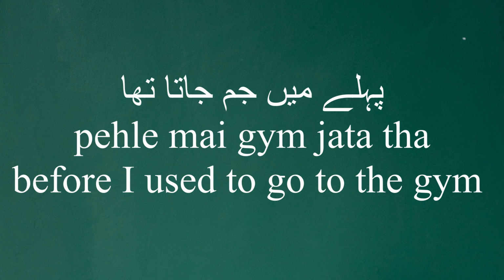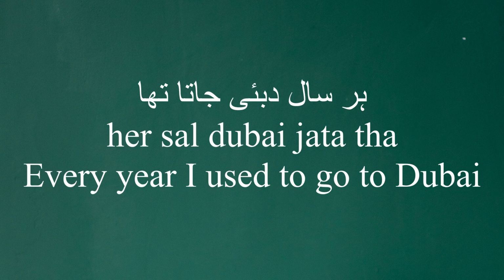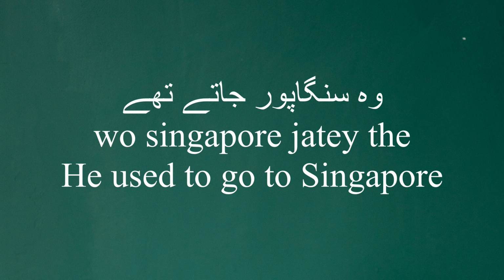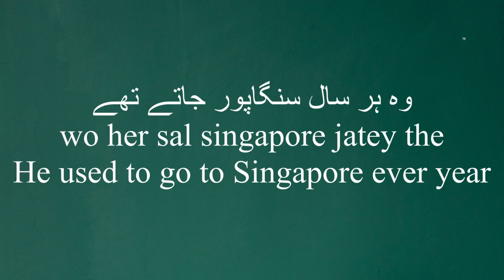हर साल दुबई जाता था. हर साल means every year. हर means every, साल means year. So मैं हर साल दुबई जाता था. वो सिंगापुर जाते थे. He used to go to Singapore. वो सिंगापुर जाते थे. He used to go to Singapore every year. वो हर साल सिंगापुर जाते थे.